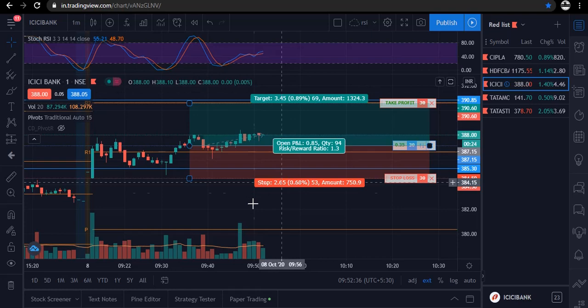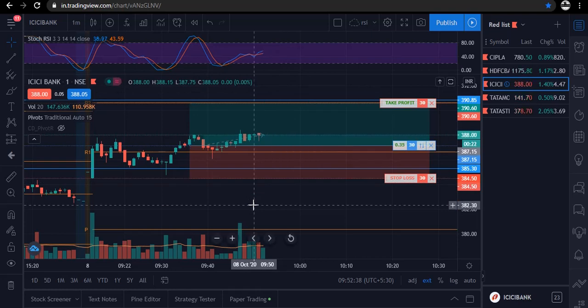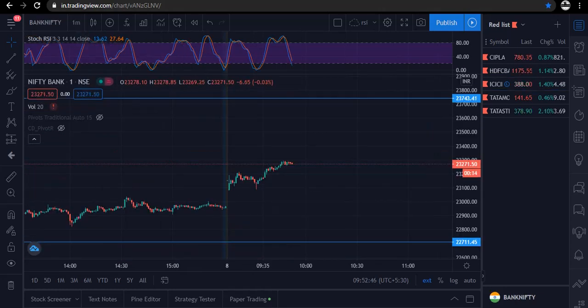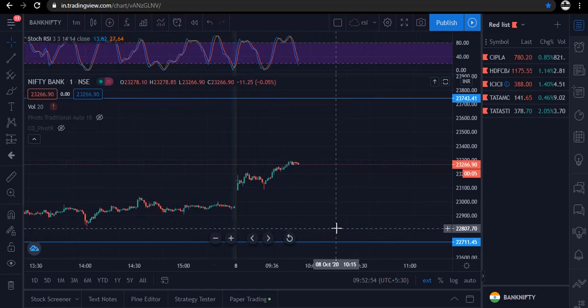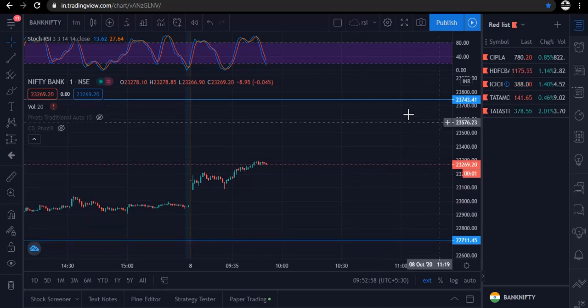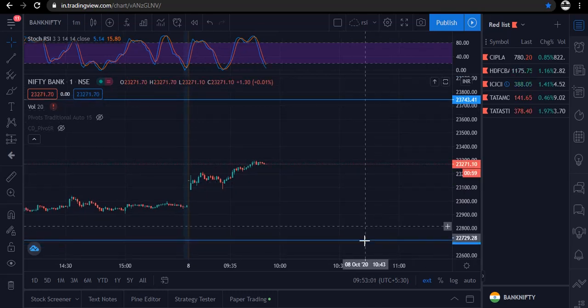So traders, let me show you our position. Here ICICI Bank is going good towards our target and we are in the trade. Now we are going to sell options in Bank Nifty. Okay traders, so as you can see here I have drawn this range by using previous data, and according to me Bank Nifty cannot cross this support and resistance, both drawn by me.